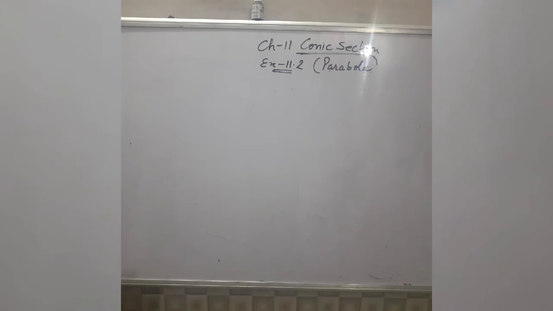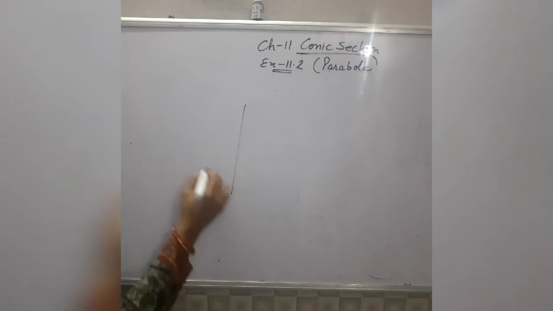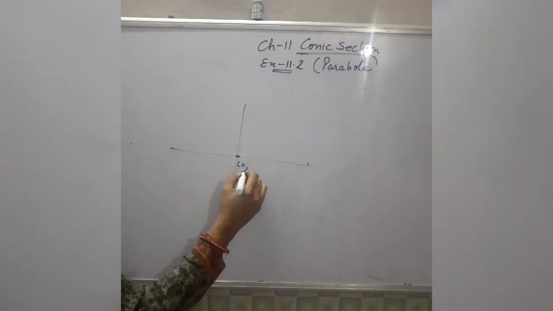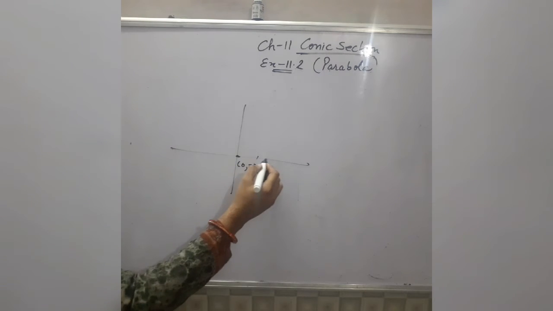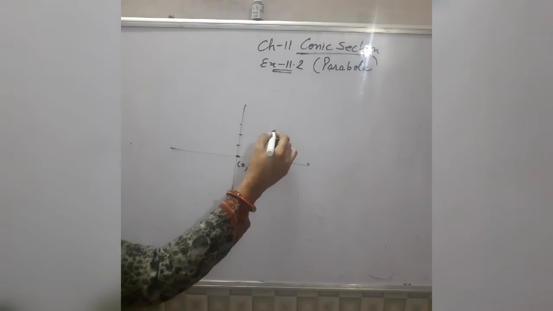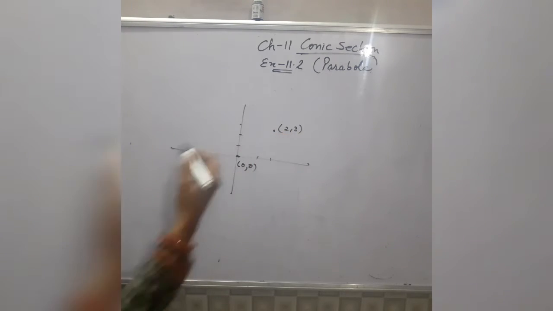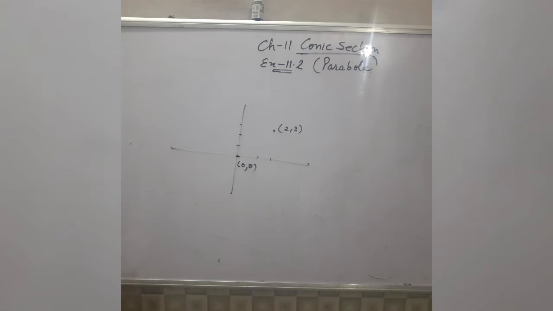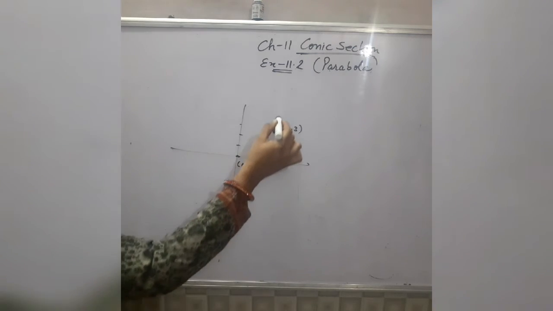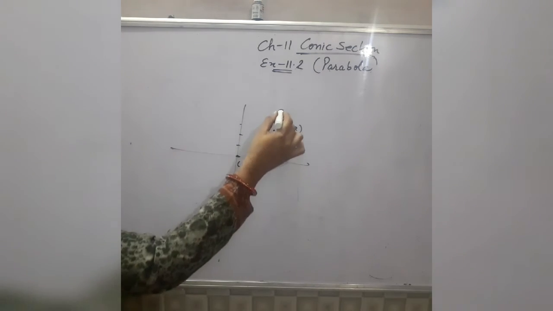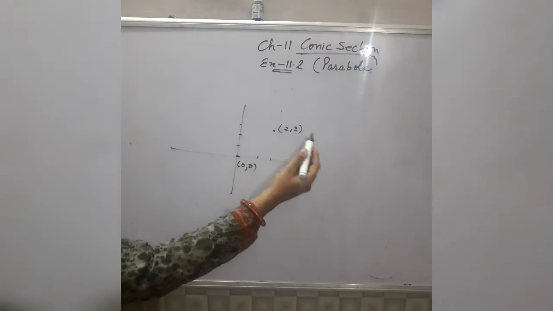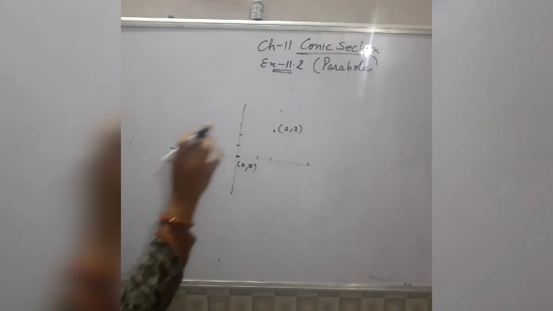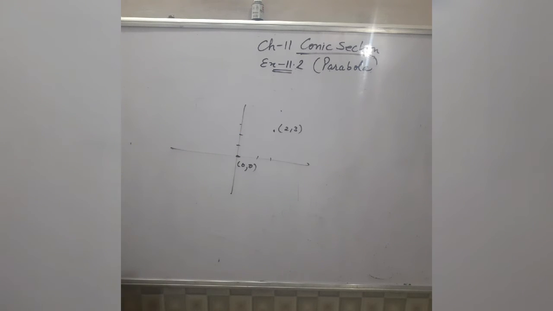In question number 11, the vertex is (0, 0) and the parabola passes through the point (2, 3). Value of x is 2 and y is 3. This point lies in the first quadrant and the parabola passes through this point. So two conditions are there. An upward parabola passes through this point, and you can also take a right-handed parabola. Both parabolas, upward and right-handed, pass through this point, but you will take any one out of these two.